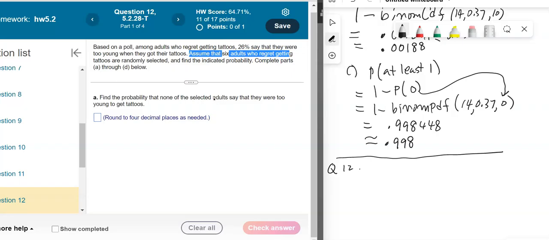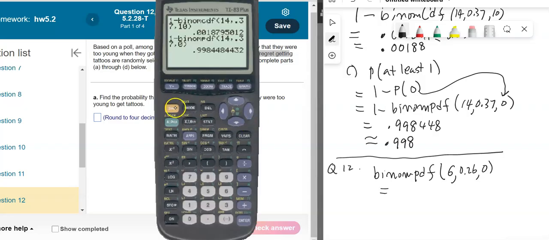So none. So binompdf: how many people? 6 adults. And the probability they say too young is 0.26. And then none of them say that, so it has to be 0. So second VARS, binompdf(6, 0.26, 0). So it is 0.1642. 4 decimals is right.